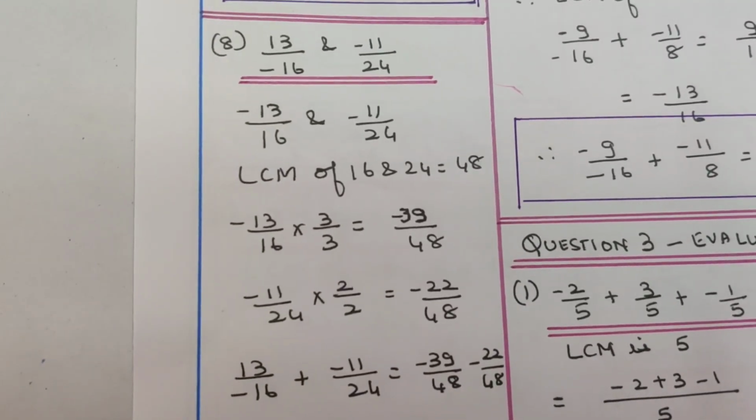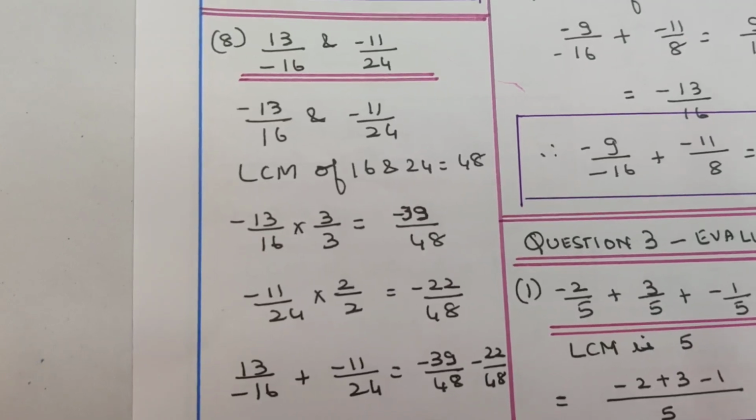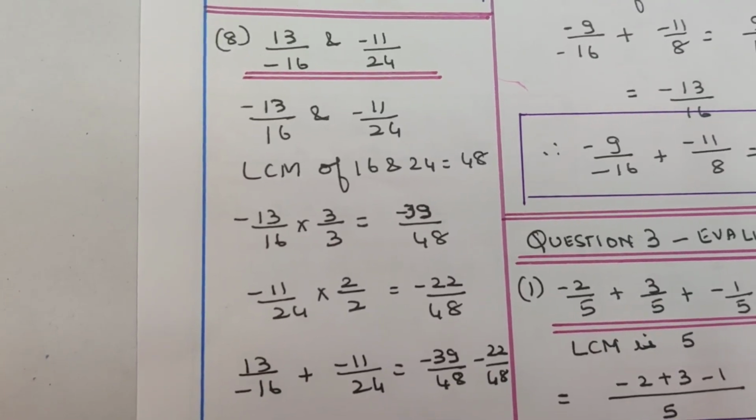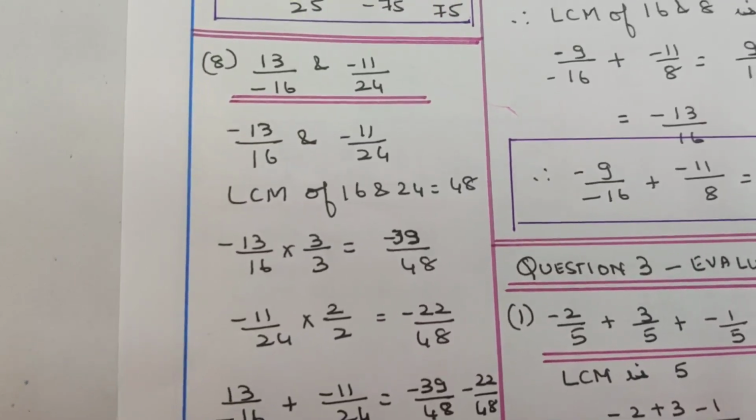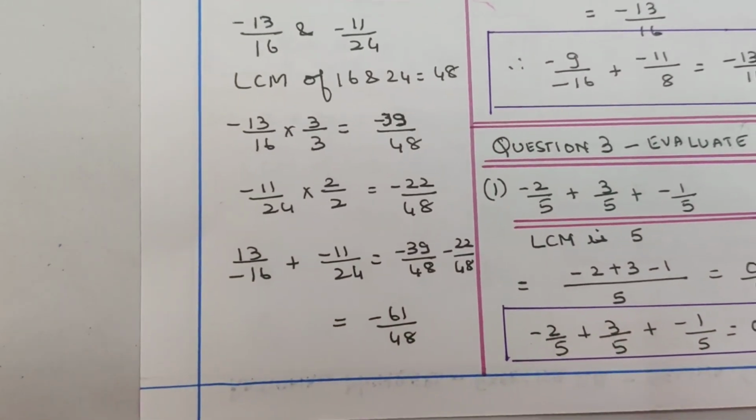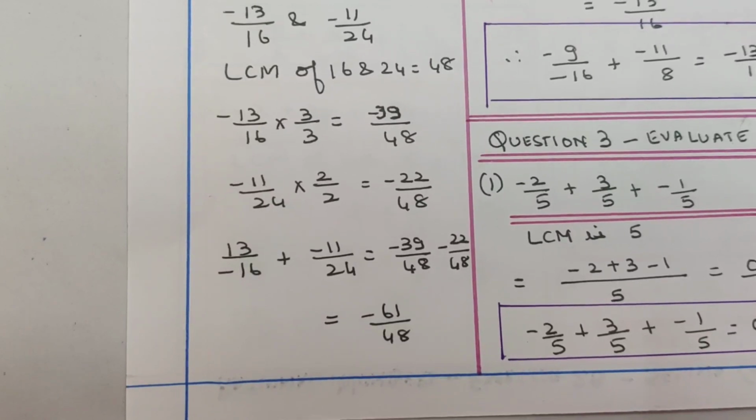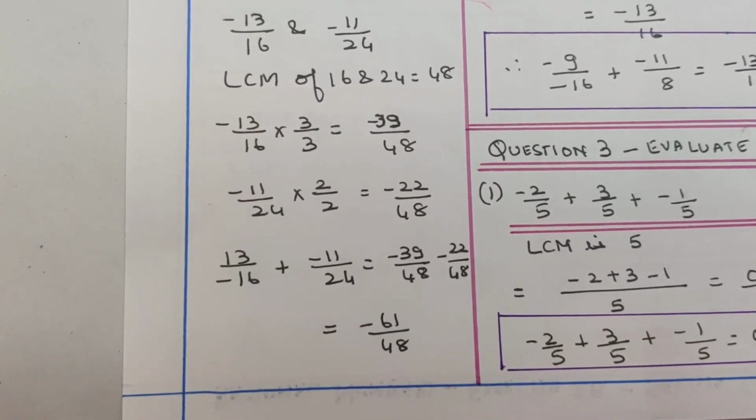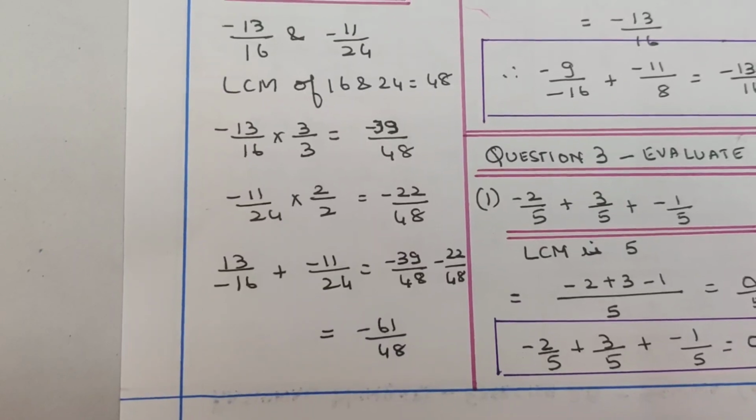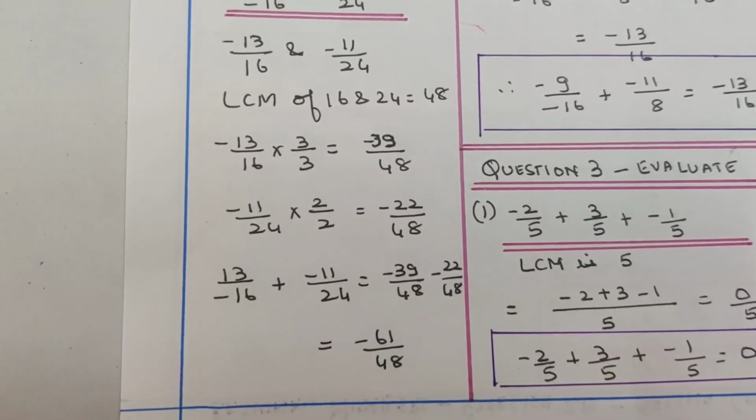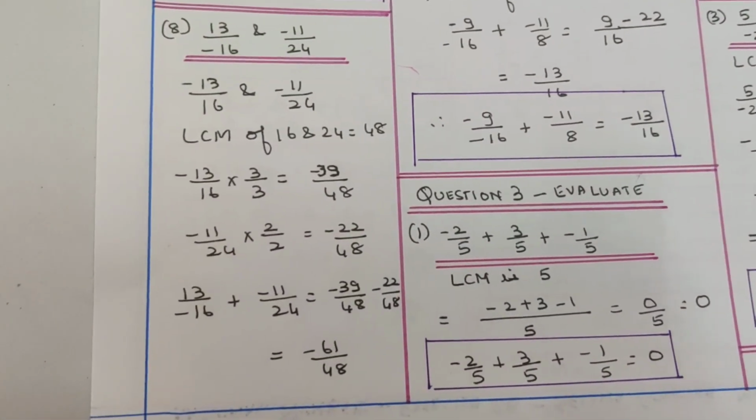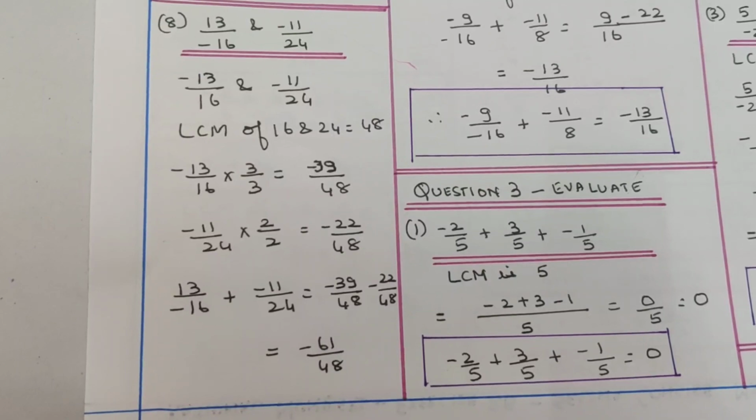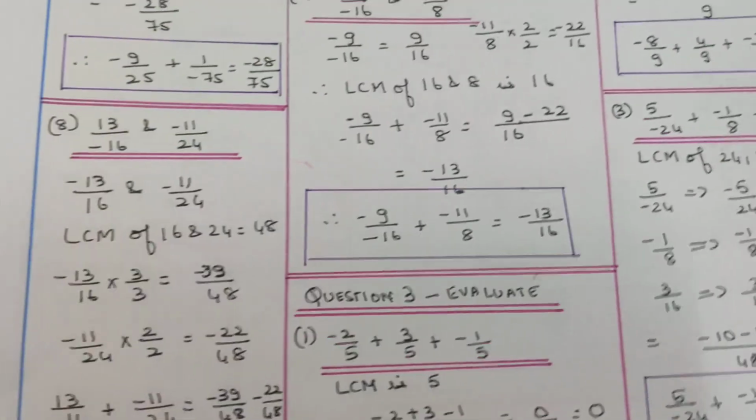So 13 by minus 16 and minus 11 by 24. Again 16 and 24, the LCM is 48. Convert the numbers to common denominators, so the numbers become minus 39 by 48 and minus 22 by 48. So I give you a pause for a minute. When you do the simplification, the final answer comes to minus 61 by 48. Pausing for a few seconds. So the answer is minus 61 by 48. If you want to, you can convert that into a mixed fraction.